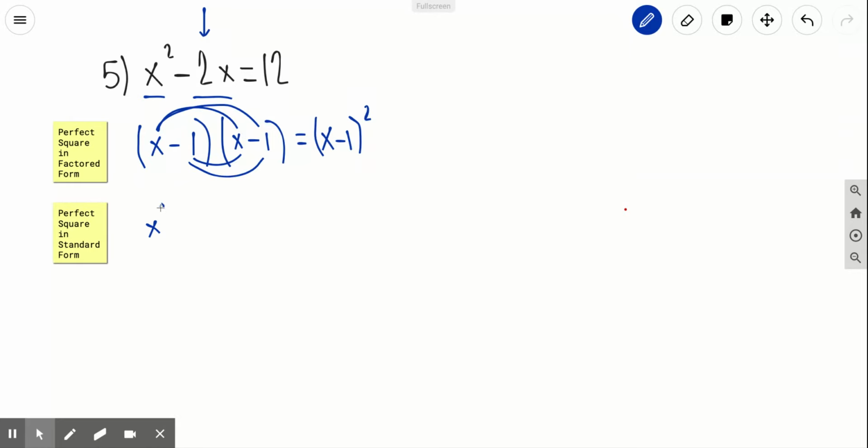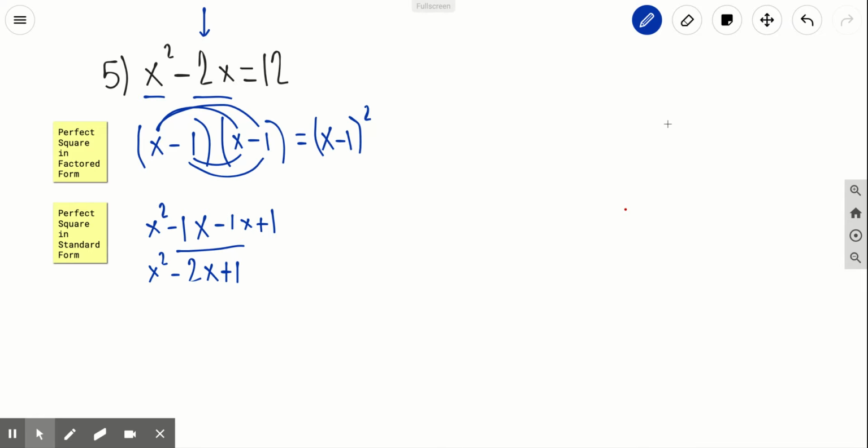I end up with x squared minus 1x. And then I'll take the second term in my first binomial and multiply it times both terms in my second binomial for minus 1x plus 1. And I can simplify by combining my like terms for x squared minus 2x plus 1.